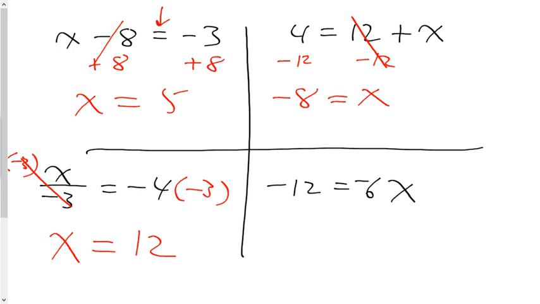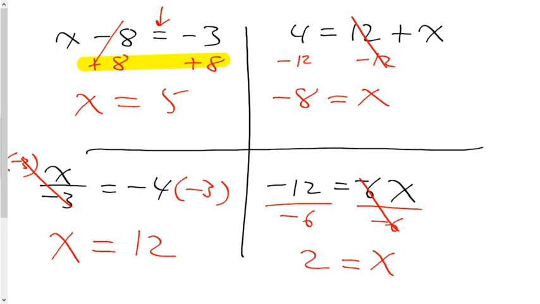And finally, the last thing, if I decide to divide both sides by negative 6, I will maintain equality, but I will create a new equation that says x is equal to a positive 2. So if you're correcting this at home, I would like 1 point for showing that work right there.